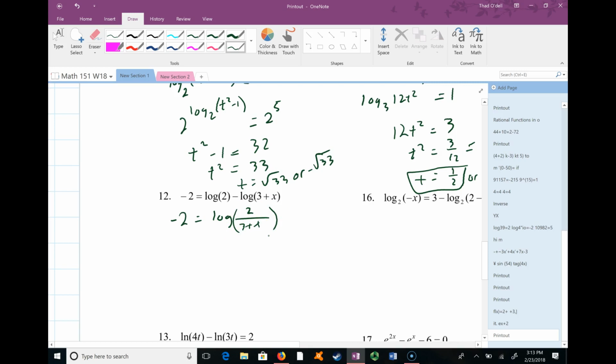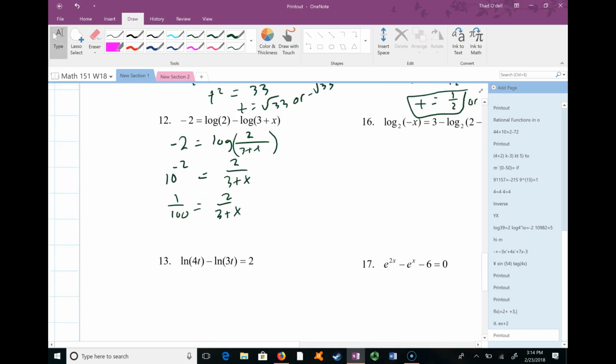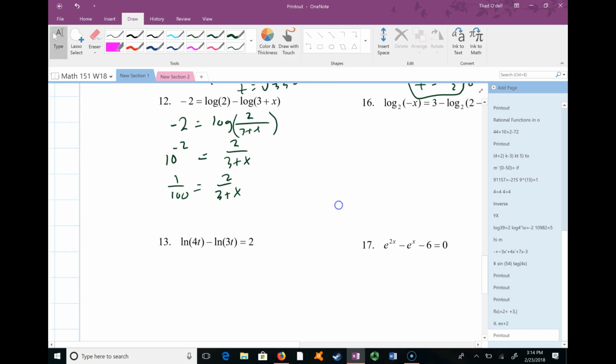So I want to undo the log. This is log base 10, so I raise both sides to the power of 10. This would be 10 to the negative 2 is equal to, and that cancels out, so I got 2 over 3 plus x. Of course, 10 to the negative 2 is really 1 over 100. So that's 1 over 100 is equal to 2 over 3 plus x. And that's just a proportion, which means the product of the means is equal to the product of the extremes, or some people call that cross multiplying. But that would be 3 plus x is equal to 200, which means x is equal to 197.